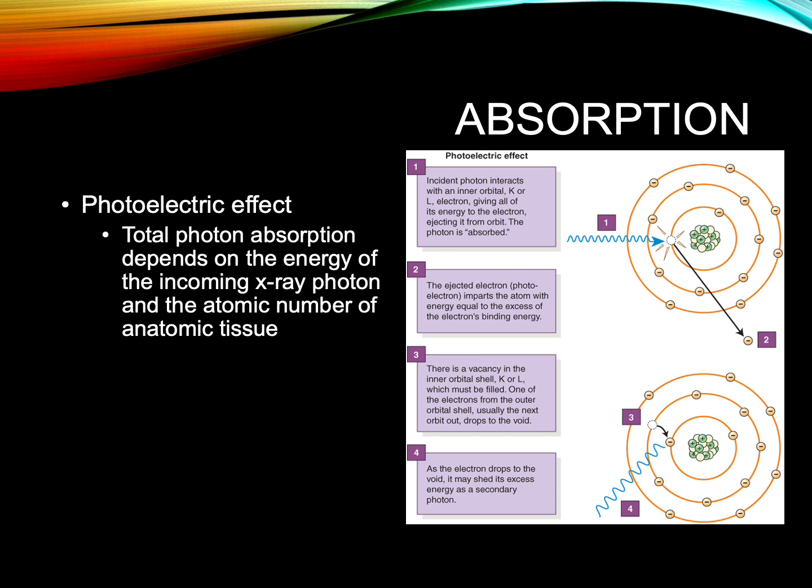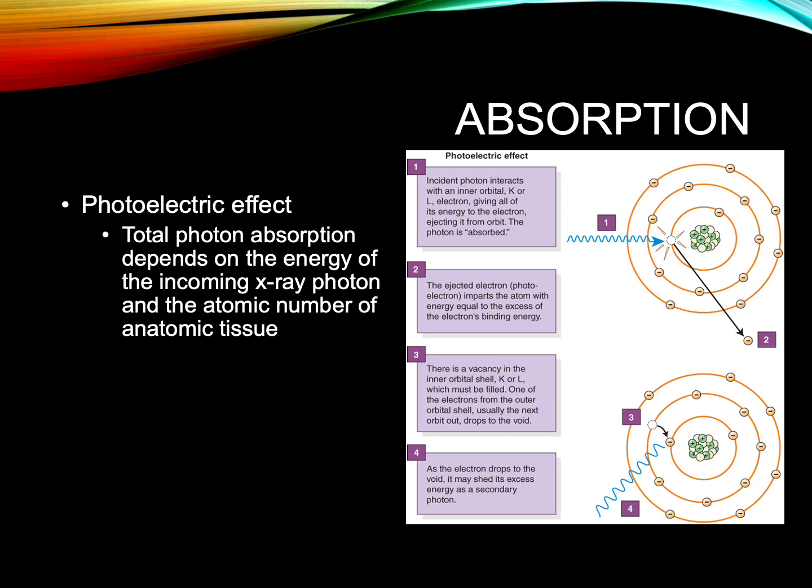So the image over here is the photoelectric effect. It's showing the incident photon interacting with an inner orbital K or L electron, giving all of its energy to the electron, ejecting it from orbit, and then the photon is absorbed. And then if you look at number 2, this is the ejected electron that was caused by that incident photon. It bumped it out. So that ejected electron is a photoelectron, and its energy is equal to the excess of the electron's binding energy.